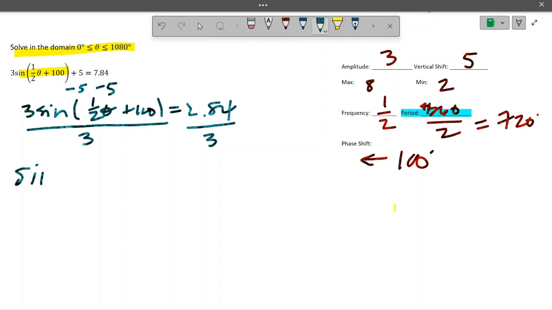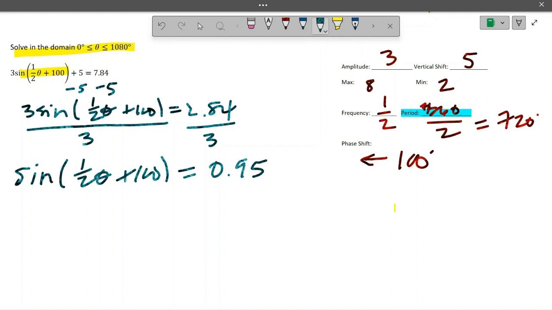All right, so on this side, I'm now left with sine of half theta plus 100, and that equals 0.95. I'm rounding to the hundredths place. Make sure you round the way that your teacher asks you to round.